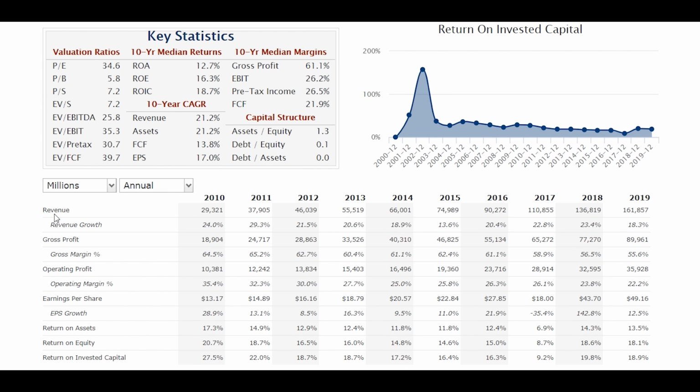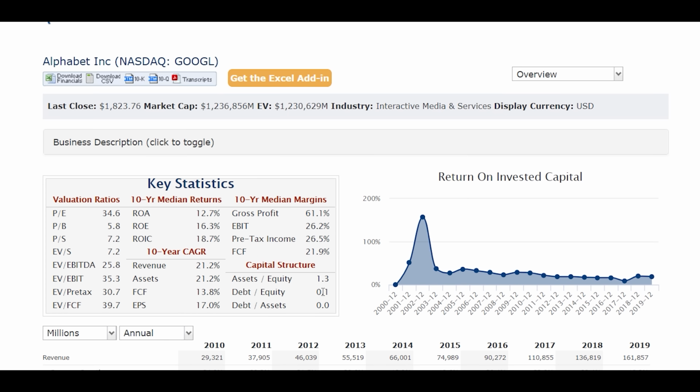And then you can have a look, you see their revenue and their margins coming down here, and their earnings per share growth is put out in this table here. You get return on assets, return on equity, and return on invested capital. And the other reason that I like this is it's one of the few websites where you can just straight up get 10 years worth of data.